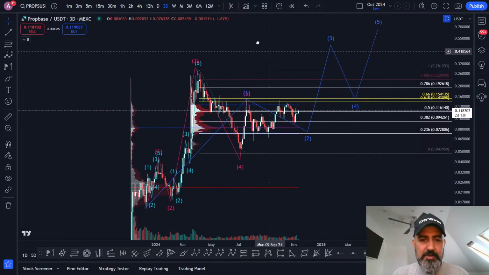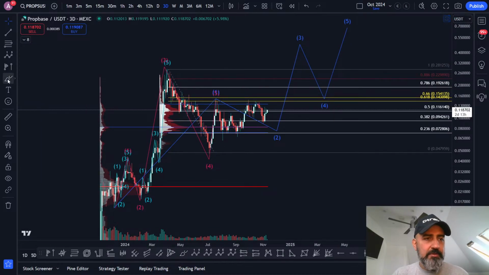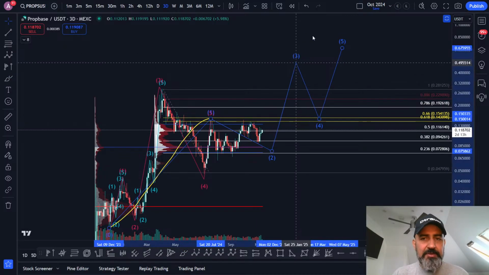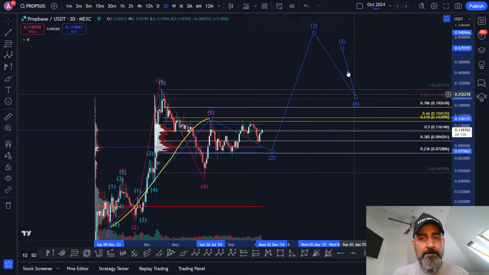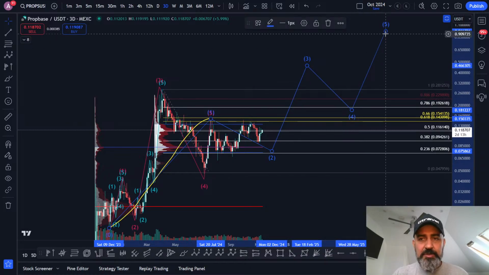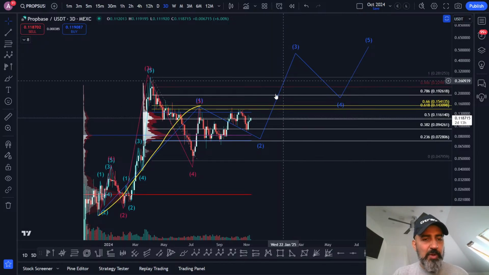The 3 can't be the shortest. Now, this is the 1, based on my idea that the 1 ends there. So if we have a 3 that's bigger, then we can have a bigger 5. And if we have a 3 that's shorter, then the 5 has to be smaller than the 3. So everything's going to be dependent on the next wave.